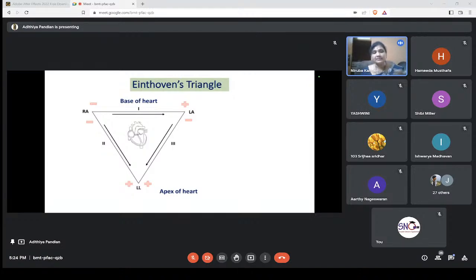So lead 1 is between right arm and left arm, which will read the base of the heart. If you take lead 1 and see any abnormality, then we can say that there is some disturbance in the base of the heart. And now right arm and left foot is lead 2.